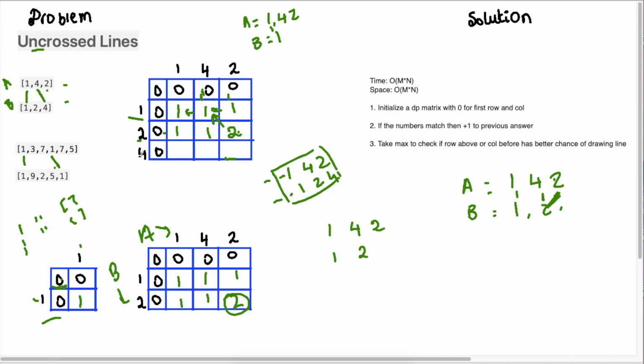Okay, great. So now I'm at this position at 4. So what does it look like right now in my matrix? So I have A as 1, I'm comparing to 1, and B is 1, 2, and 4, right?